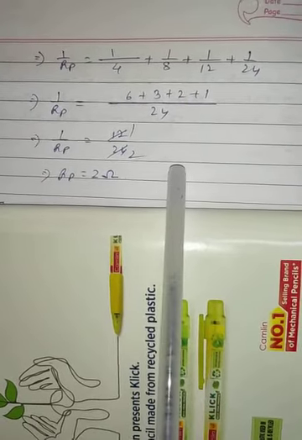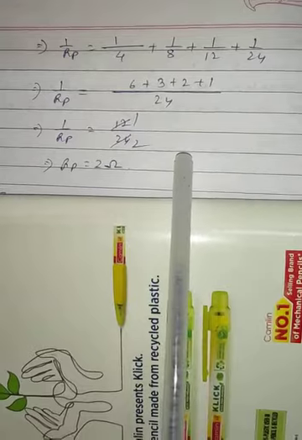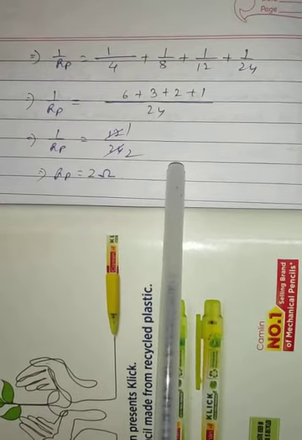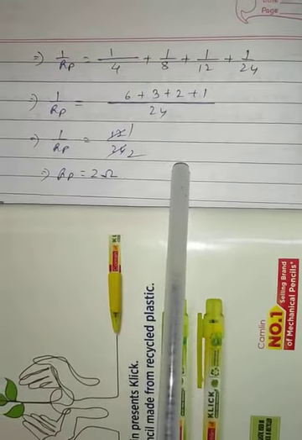So to get highest total resistance, you have to go for series connection, and to get lowest total resistance, you should go for parallel combination or parallel connection.